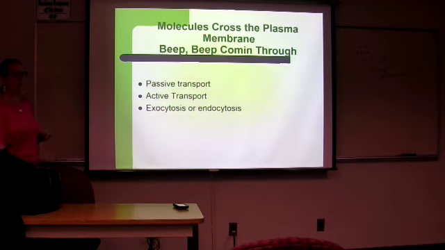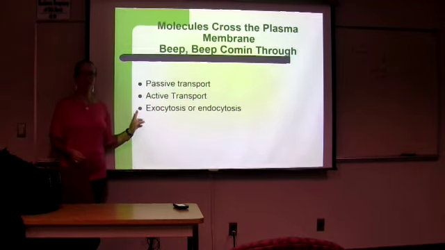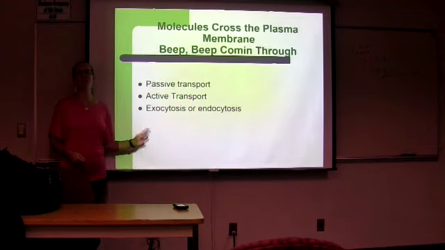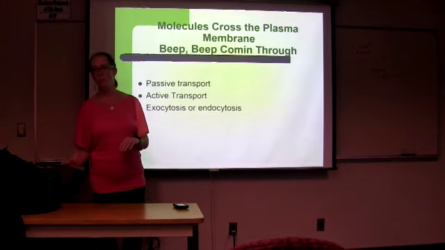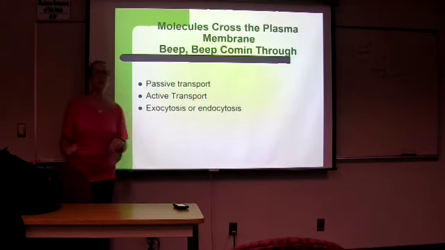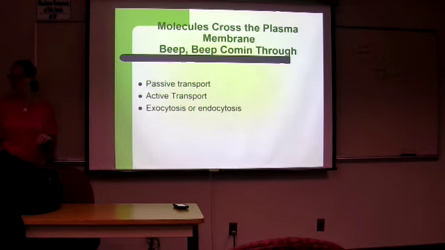I'm going to give you examples of each. I want you to make note of something. Endo and exocytosis are active transport. So it makes it look like a third thing. I should have moved it over a little bit. But endo and exocytosis are examples of active transport. They use energy. And I have another example as well.